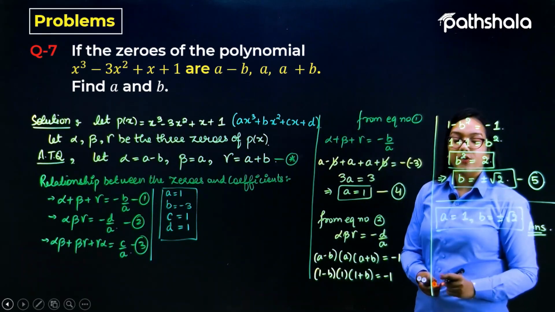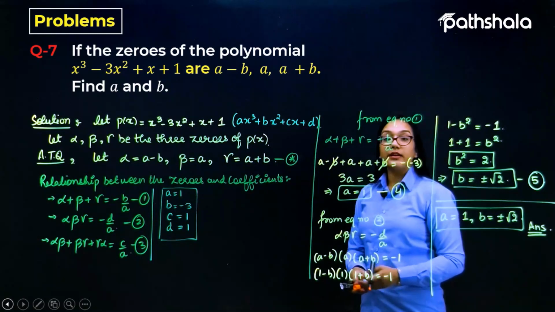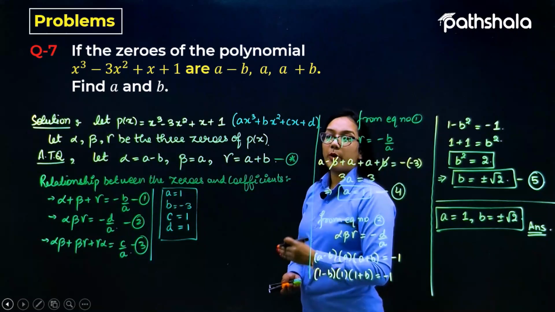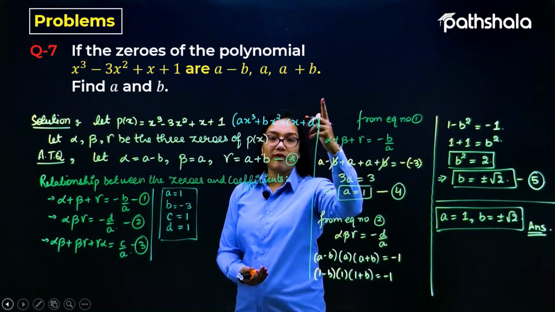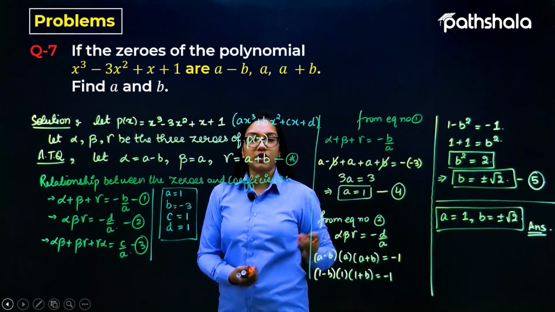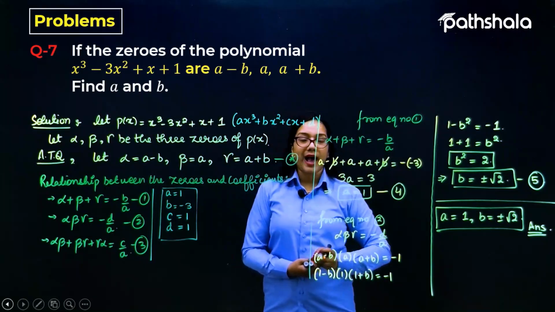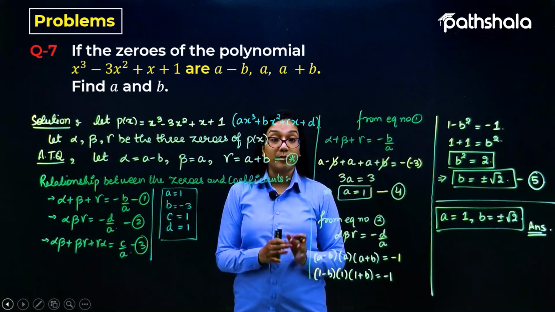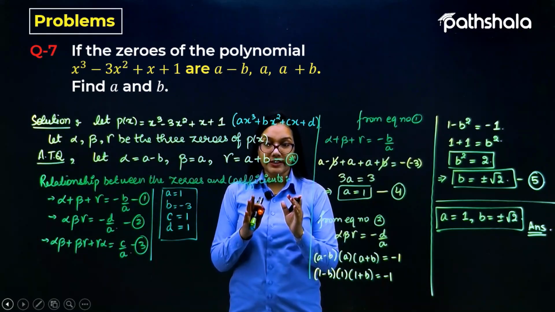This is all about finding the values of a and b when the zeros of the polynomial are given in this particular form. So always remember the relationship between the zeros and the coefficients of the given polynomial in order to solve such types of questions.